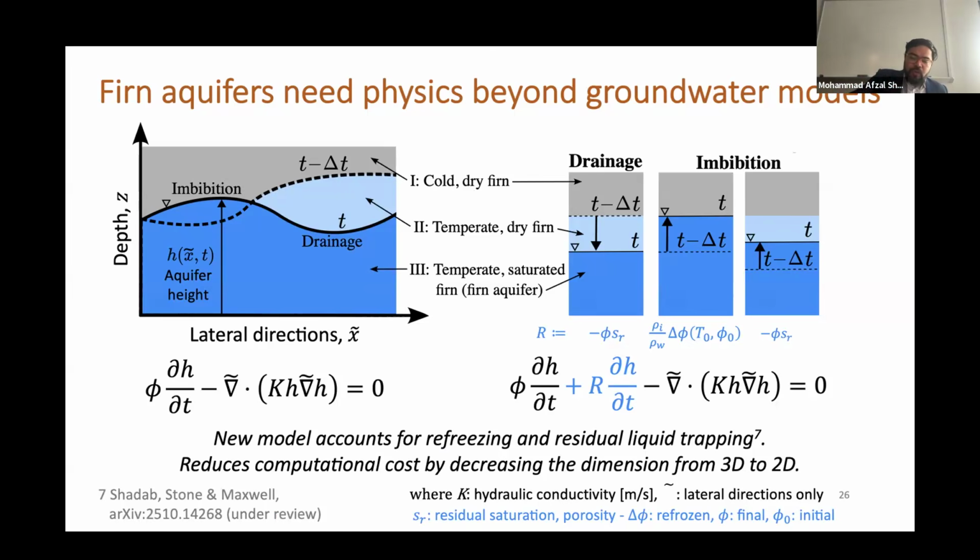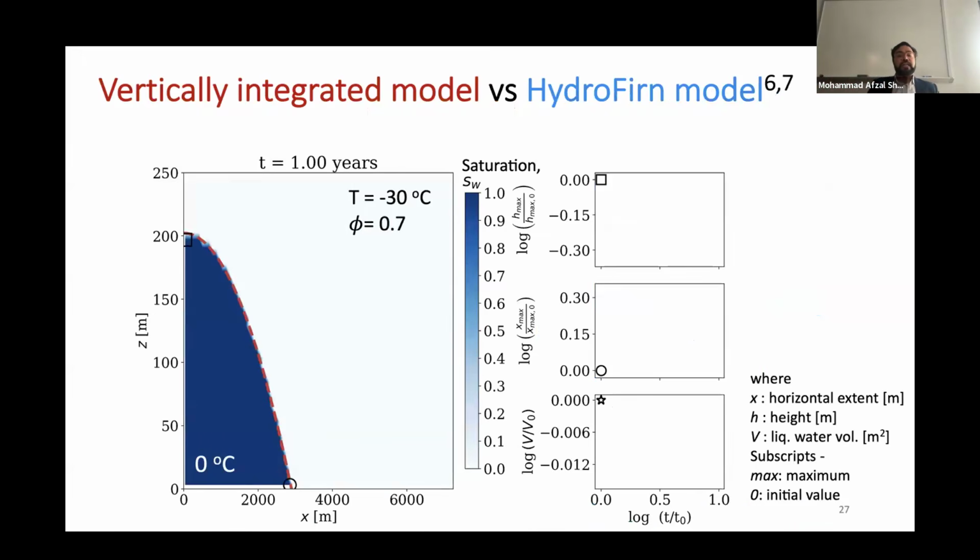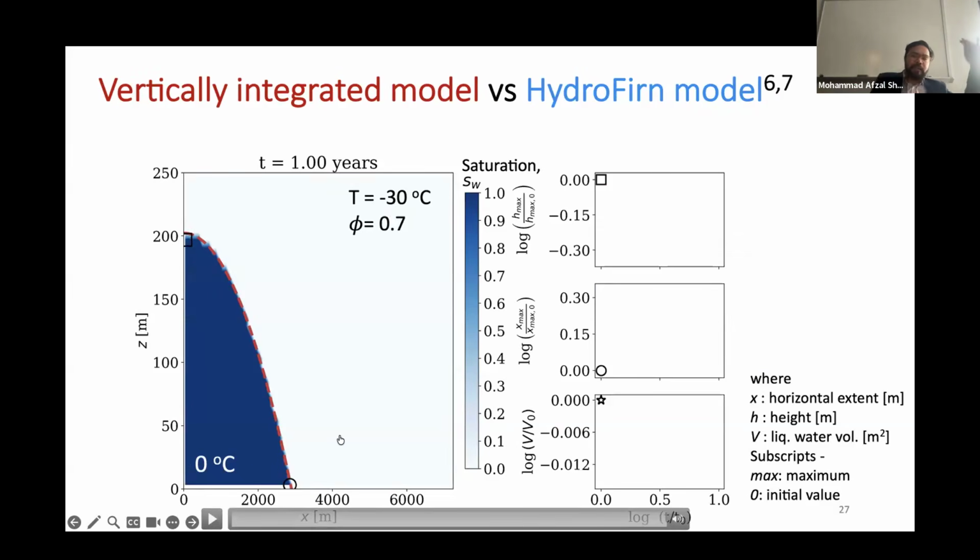Let me show you an example where I compare this hydrofirn model against our vertically integrated model. On this slide, you're looking at a firn aquifer. On the left, you're looking at the saturation, with blue being your firn aquifer with saturation 1. And outside this firn aquifer, the temperature is -30 degrees Celsius. Porosity is 0.7. And this firn aquifer is about 200 meters high and about 3 kilometers wide. So mind the aspect ratio.